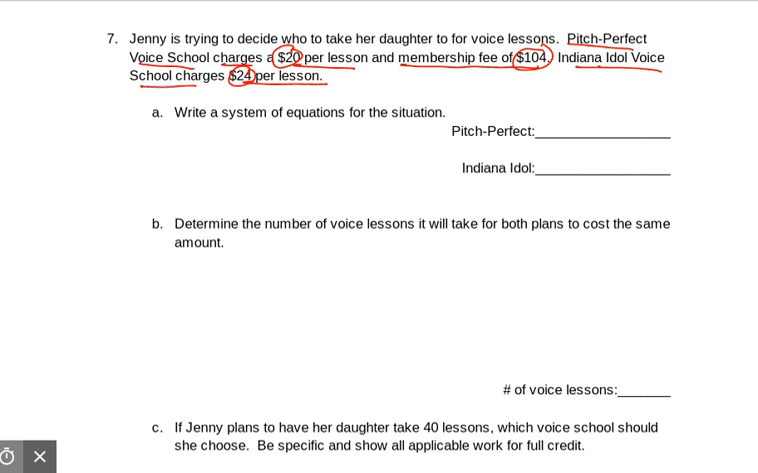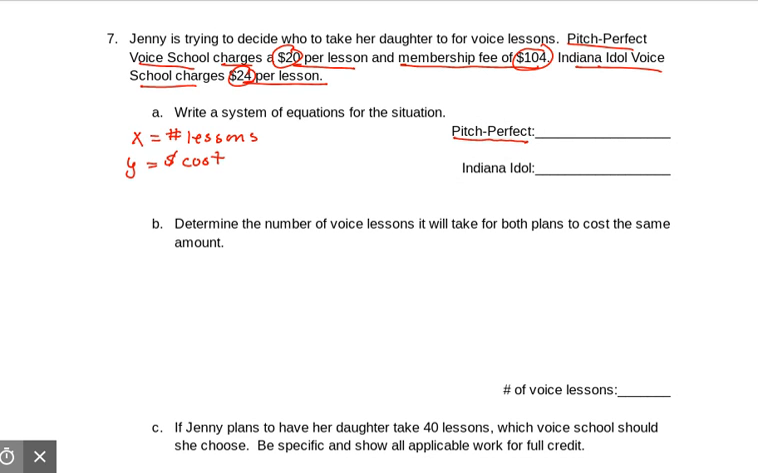Now, it's important to know what our variables mean. So even though it does not require or have a location for us to do this, it's important that we go ahead and decide what our variables are. I'm going to use X and Y here for this particular problem. X is going to be my number of lessons, and Y is going to be the total cost that I end up paying. And I have two different parts. So first I need to deal with Pitch Perfect.